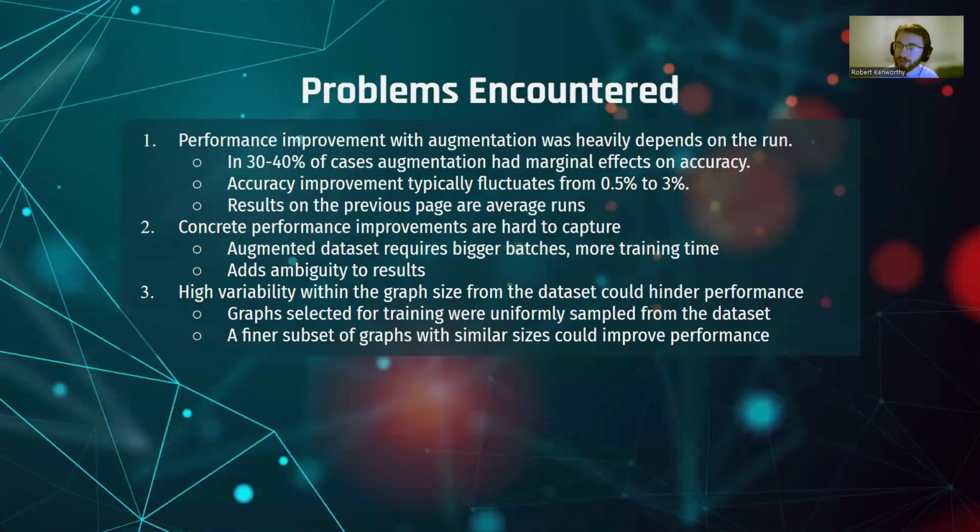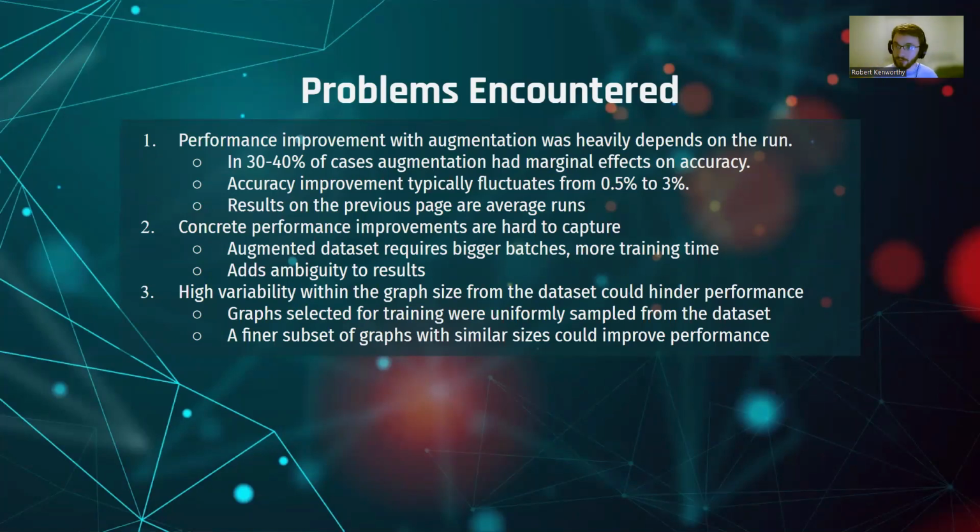But there were some problems we encountered. The performance improvements were dependent on the run. Only about 33% of the time was there a marginal effect on accuracy, and the accuracy improvements we saw were typically between 0.5 and 3%. And as a note, the results on the previous page are averages from all those runs. This leads to the idea that concrete performance improvements are kind of hard to capture, because the augmented data set does require bigger batches and more training time, and it sort of adds ambiguity to the results as to whether we can concretely say, yes, this works.